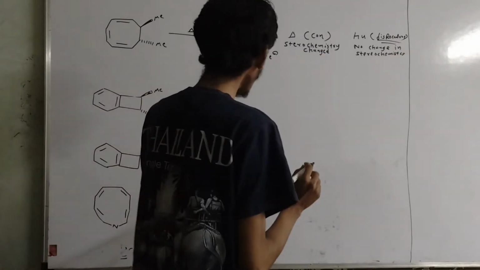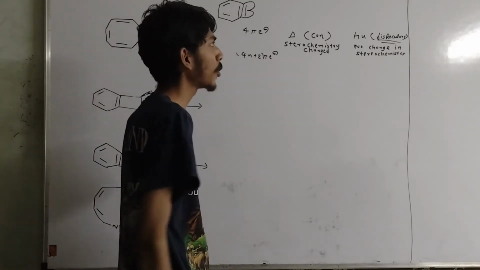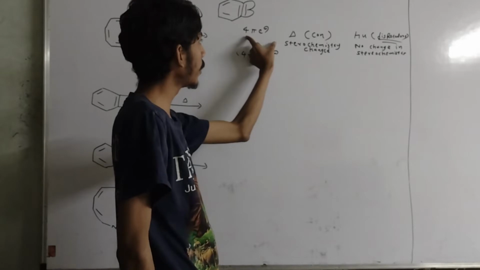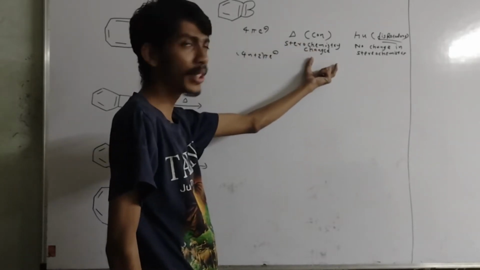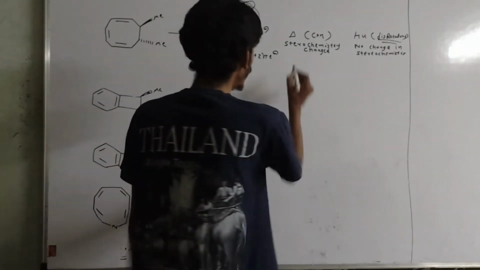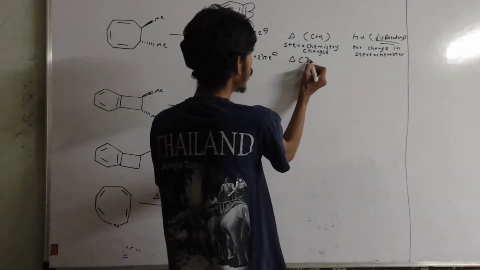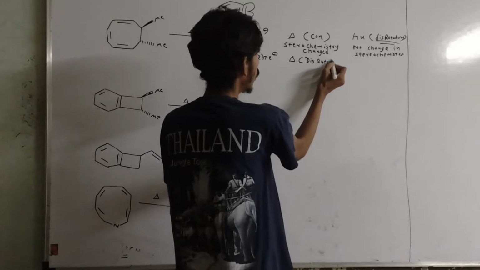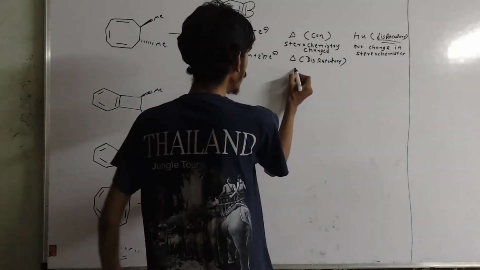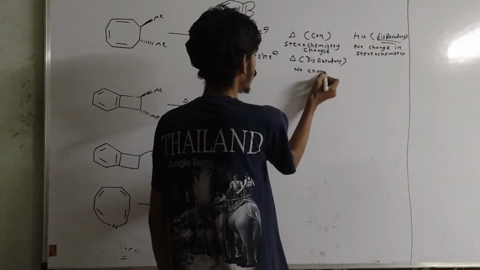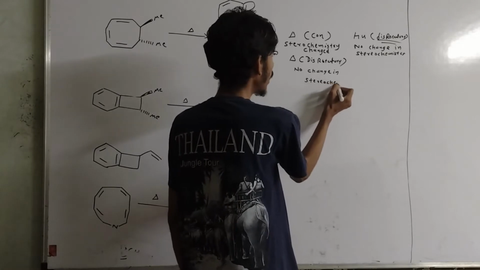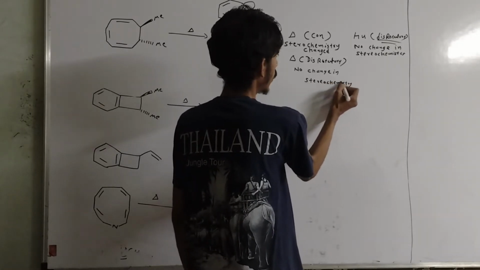In the 4n plus 2 pi electron system, whatever conditions are true for 4n are opposite. Meaning in the heating condition, there is dis-rotatory motion of the p orbital, so no change in the stereochemistry. We already discussed this in the previous lecture.